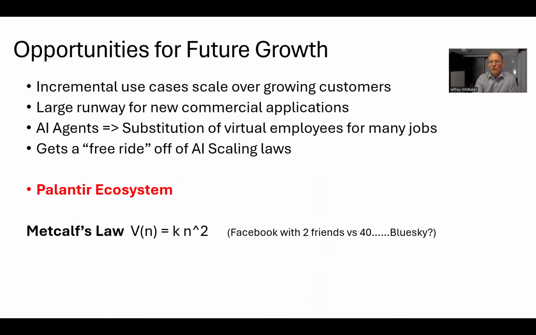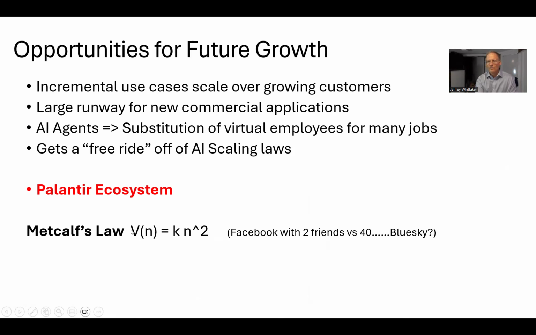But the big one that I'm really excited about, and nobody that I've seen is talking about, is what I call a Palantir ecosystem. It has to do with this idea that the same concept behind Palantir for the individual organization can be scaled out for an entire economy.